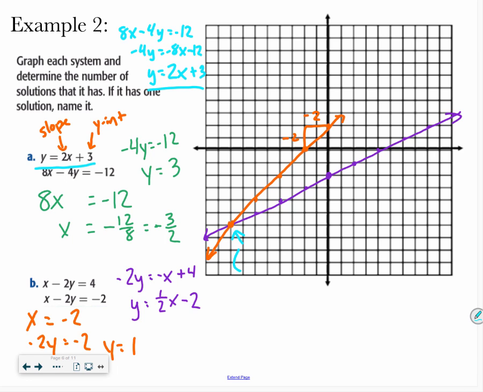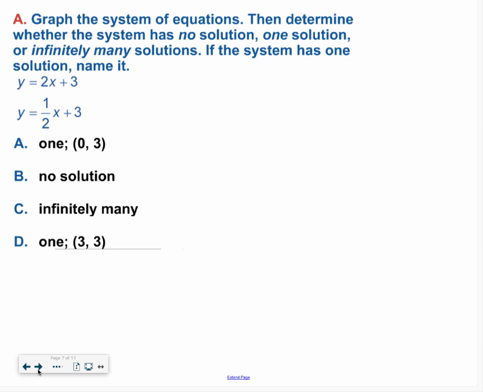And so that means my solution would be at negative 8. And then this is negative 8, negative 6. So that would be my solution. I would write on my paper -8, -6, and I would show the graph, okay? Because today we are practicing graphing. I'll show you a different way another day. Go ahead in your notes, graph this system of equations and determine whether the system has no solution, one solution, or infinitely many solutions. If it has one solution, name it.